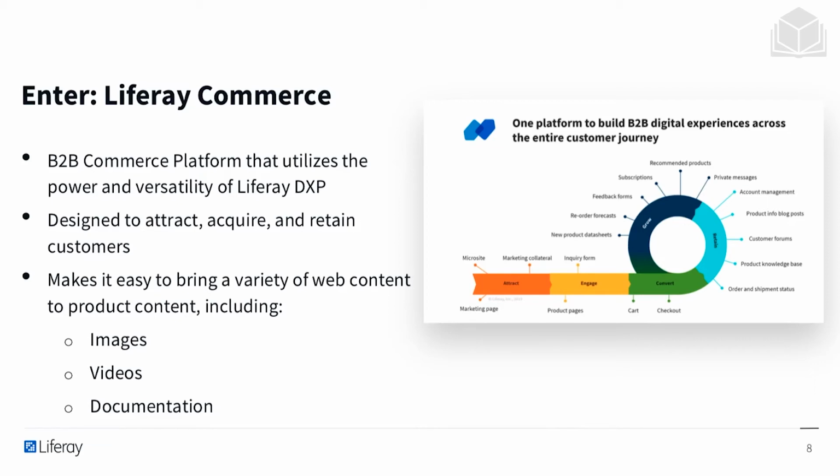So on the diagram here on the right, you can see how you might use some of the differing features between DXP and Liferay Commerce through the life cycle and through the entire customer journey. So we might attract a customer with a marketing page or a microsite, or we could engage with a new customer with an inquiry form, product pages. We could retain customers with forums, product knowledge bases, with account management, for instance. So that's a Liferay Commerce feature, but the customer forum could be a DXP feature. And we can also grow our customer base with feedback forms or subscriptions. These are both different features that come from DXP or come from Liferay Commerce.